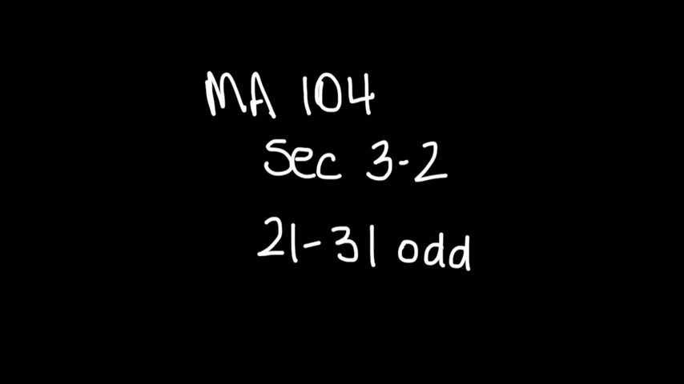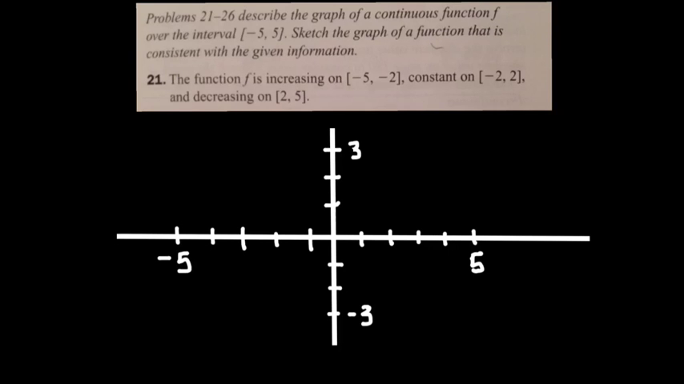This is section 3.2 of MA 104. We're going to look at problems 21 through 31 odd. For the first few problems, we are asked to sketch the graph of a continuous function over the interval -5 to 5. That would be the domain interval, so the x's. We want a graph of a function that is consistent with the given information.